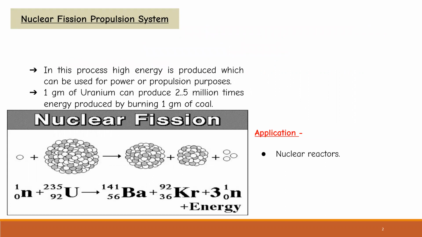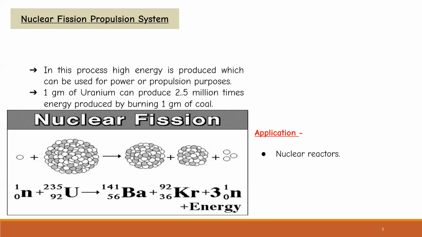Now, nuclear propulsion system. What is meant by nuclear propulsion system? In this process, high energy is produced which can be used for power or propulsion purposes. One gram of uranium can produce 2.5 million times the energy produced by one gram of coal. With the help of that, we can come to know how much energy is produced from uranium.